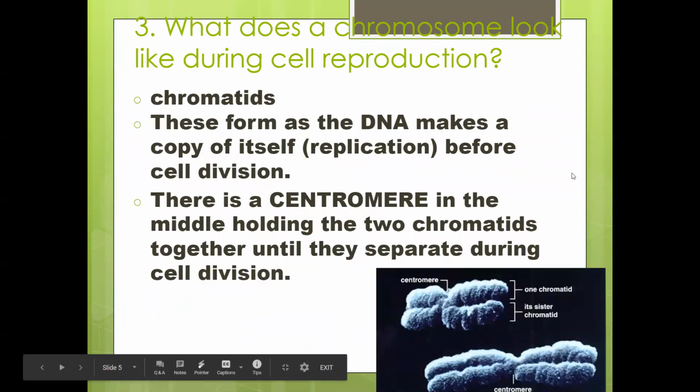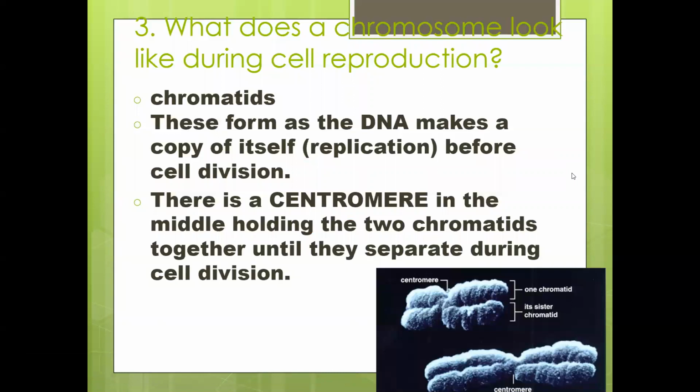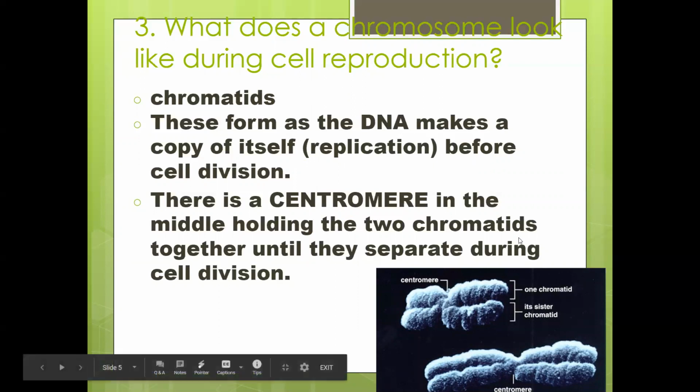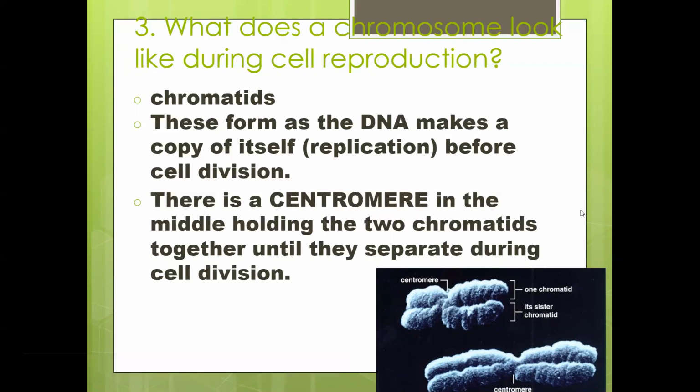What does a chromosome look like during cell reproduction? Well, we talked about the chromatids, so that again is post DNA replication. That's after that chromosome, that piece of DNA, has gone through DNA replication. They form because of DNA replication, and there is that centromere in the middle that holds the two sister chromatids together until they have to separate in cell division.